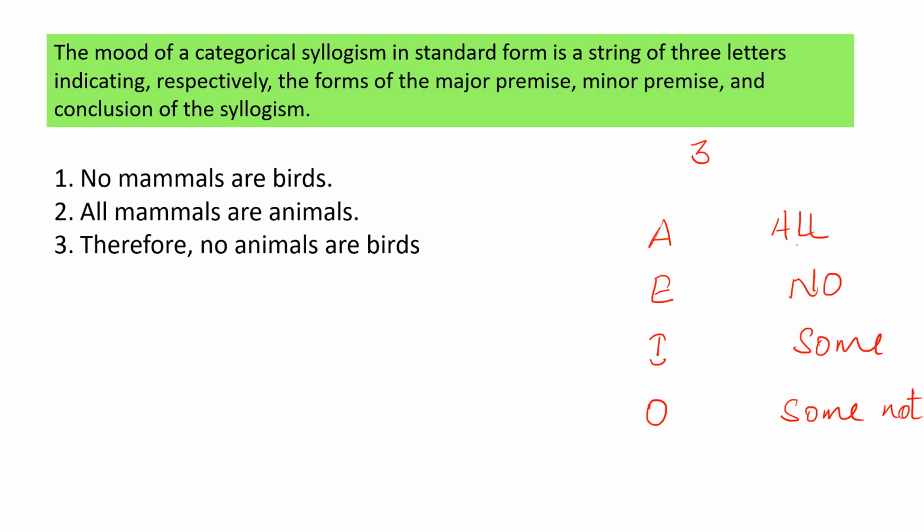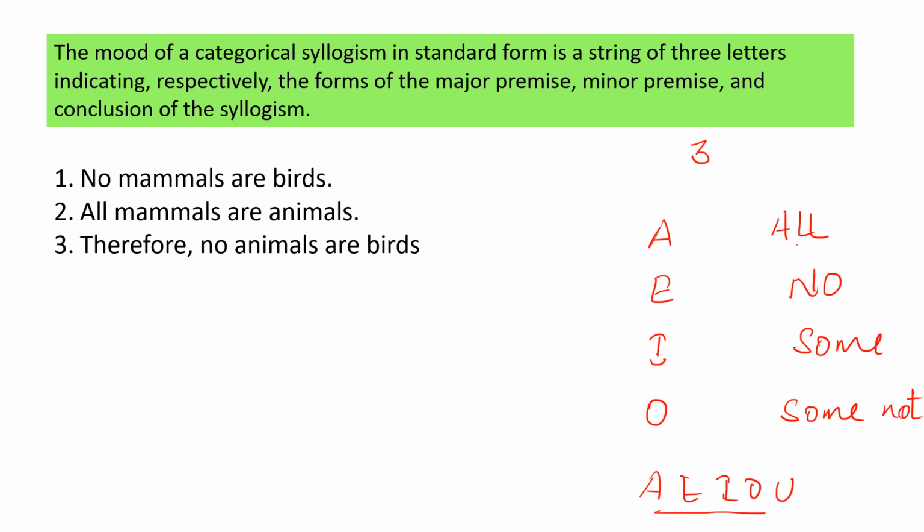So all means A, no means E, some means I, and some not means O. So we have 5 vowels in English letters: A, E, I, O, U. But for categorical syllogism, we use only 4: A, E, I, and O. So to find the mood of a syllogism, we first have to find out whether it is an A type, E type, I type, or O type of proposition.